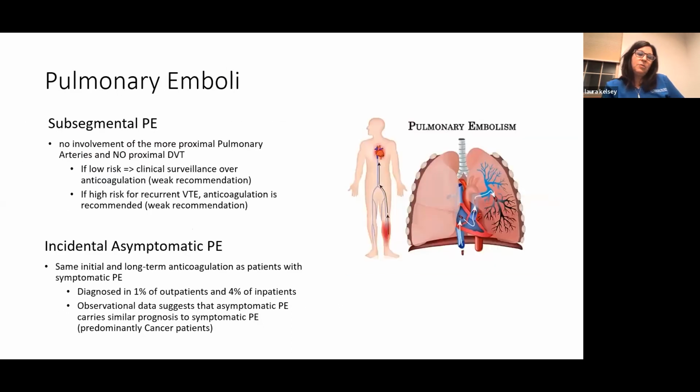So if you look at subsegmental PE, this is how we start to talk about this, is defining what you mean by PE. Subsegmental means that there's no involvement of the proximal artery and there's no proximal DVT. If the patient's at low risk, they suggest that these might be observable with just clinical surveillance. In incidental asymptomatic PEs, the suggestion is that the same initial and long-term anticoagulation is recommended.